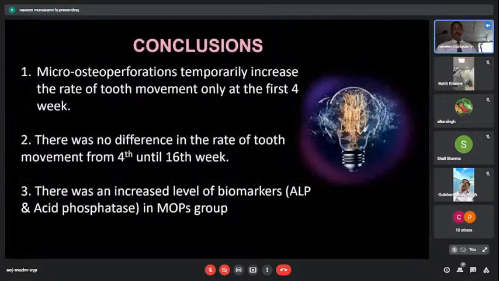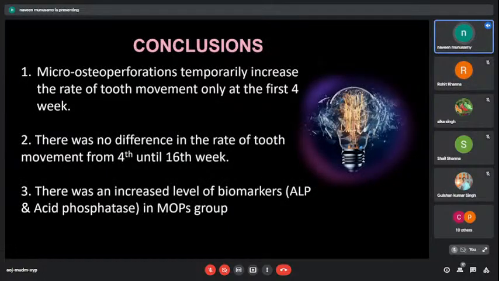So the conclusion of this study was that microosteoperforation only temporarily increases the rate of tooth movement, only for the first month. Thereafter there is no difference, and there is definitely an increased level of tooth movement biomarkers in the initial phase after microosteoperforations.